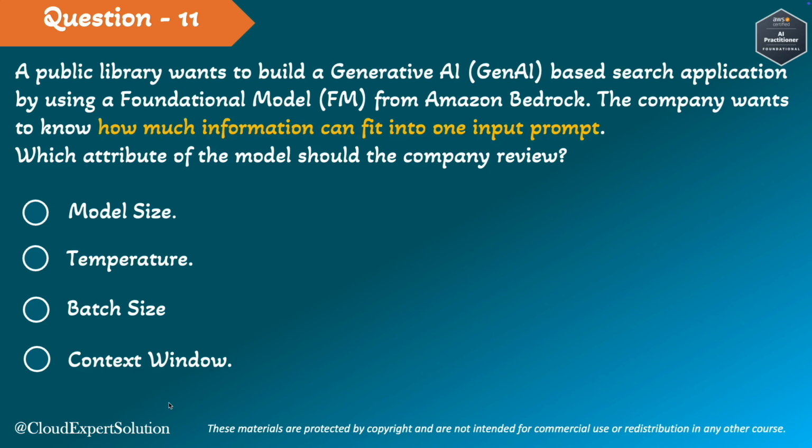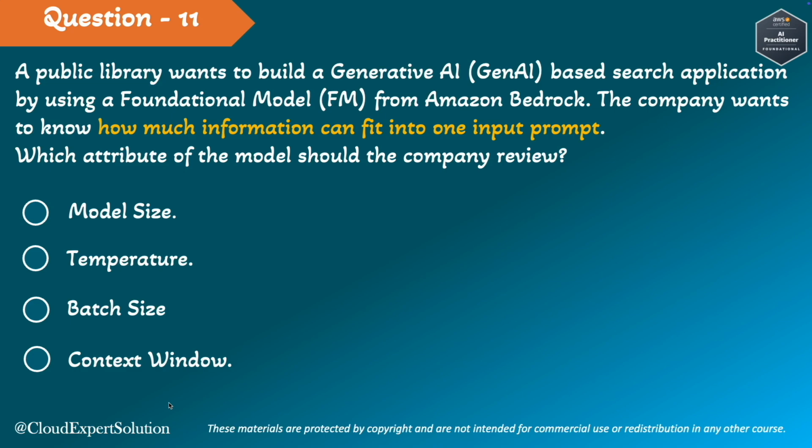In terms of important phrases, we need to identify the attribute which will help us to find out how much information can fit into the input prompt. That means here we need to identify the context window or the number of tokens that an AI model can handle. Let's review the options.